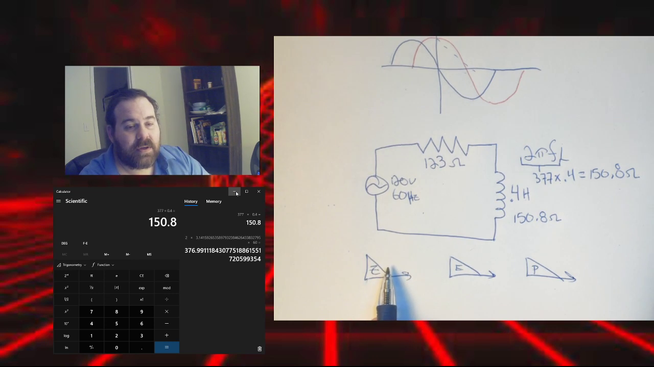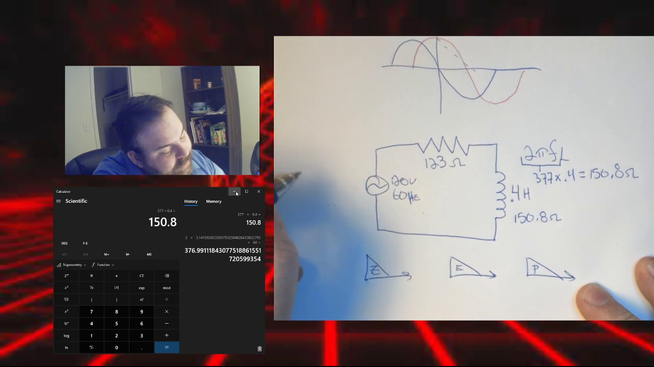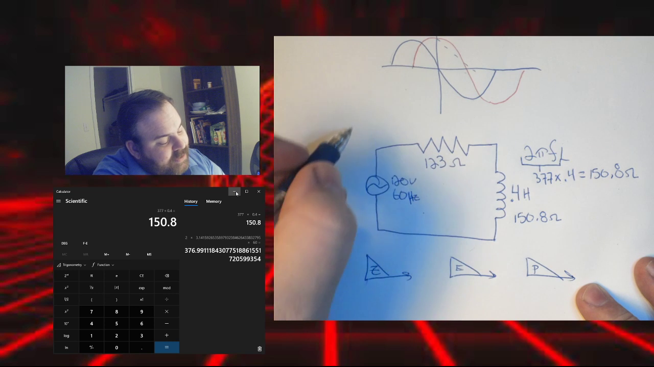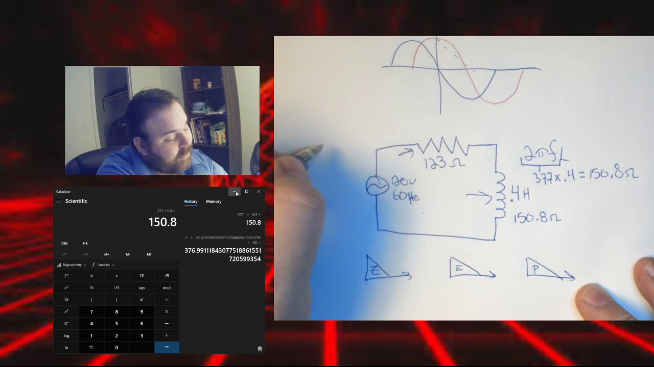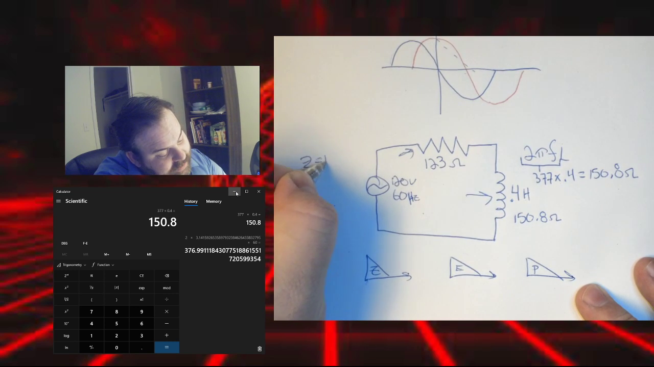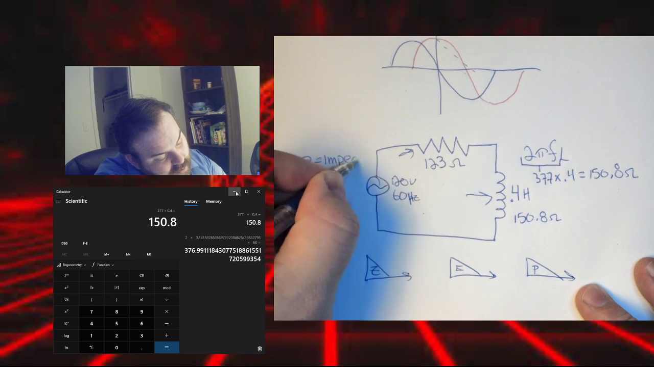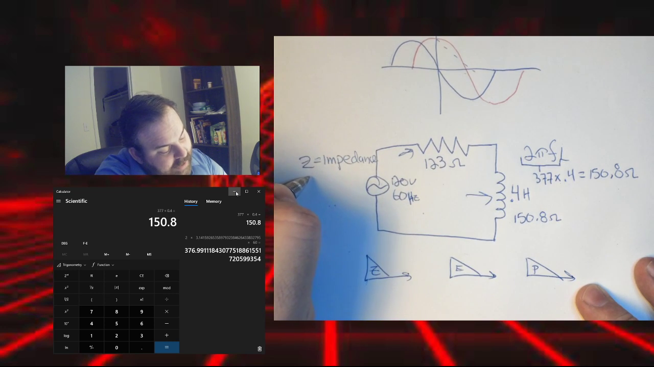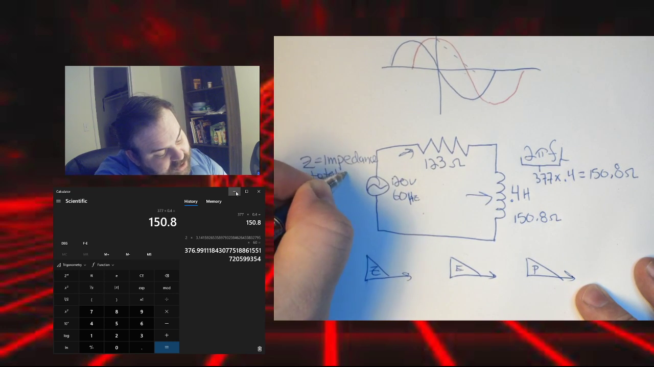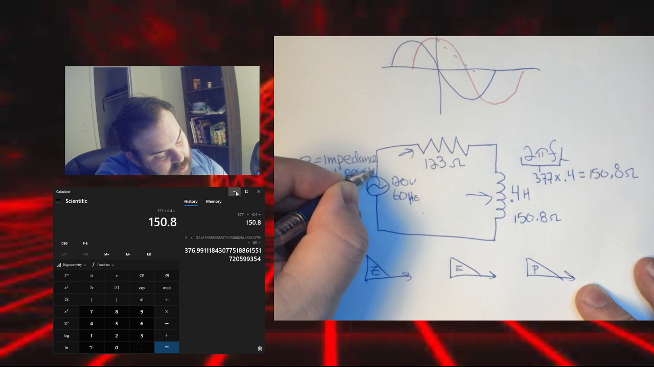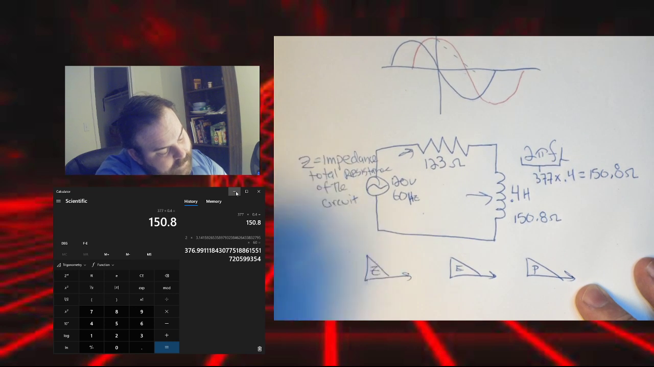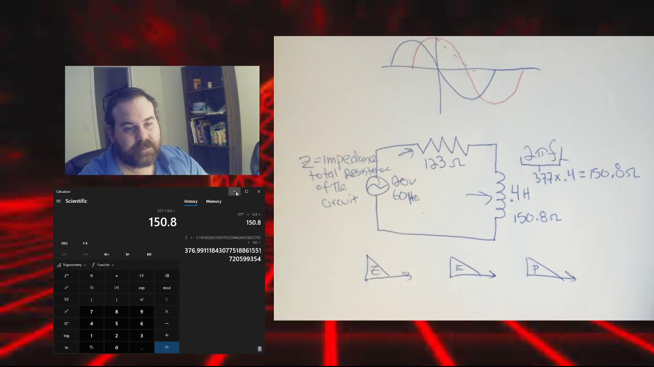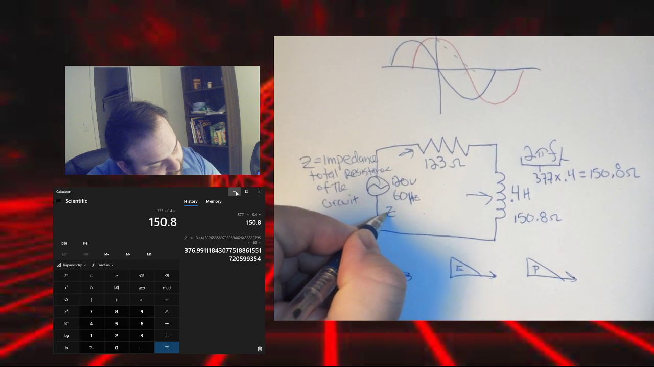triangle. Z is total resistance, which means it's the resistance of both the resistor and the inductor. Z is impedance, which is the total resistance of the circuit. Okay? So we're going to find Z for here.